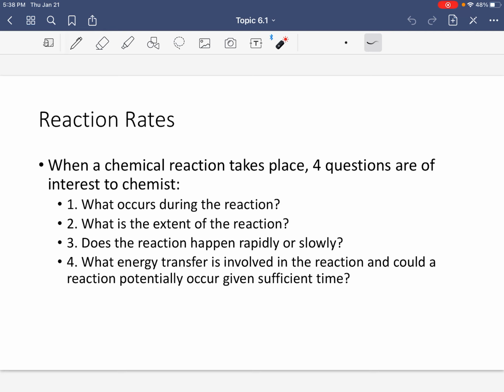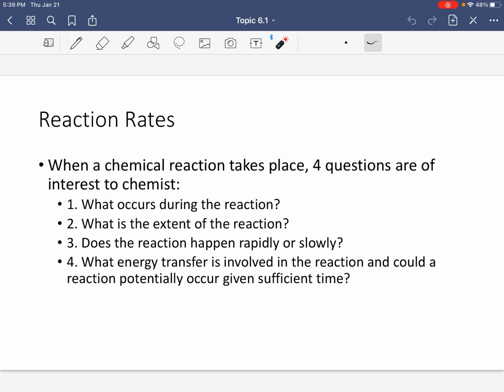There are 4 things that chemists find interesting. First of all, what occurs during the reaction? Is there a product that's going to be formed? Is there going to be a precipitate? Is heat going to be generated?